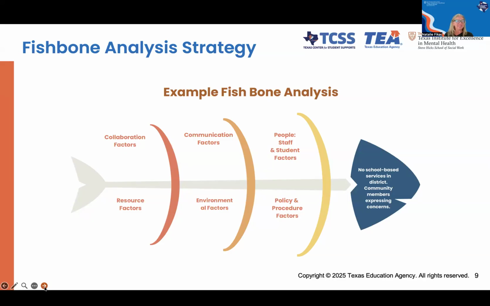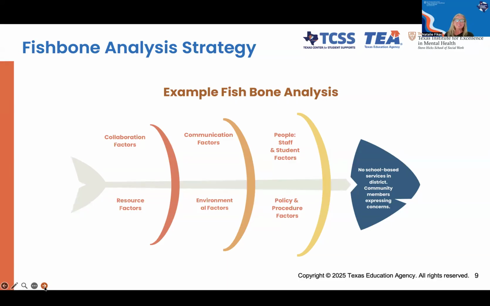This strategy gets its name because it resembles the skeleton of a fish. The head represents the problem or the effect. The bones branching off the spine represent major categories or potential causes. The smaller branches represent more specific factors within each category.